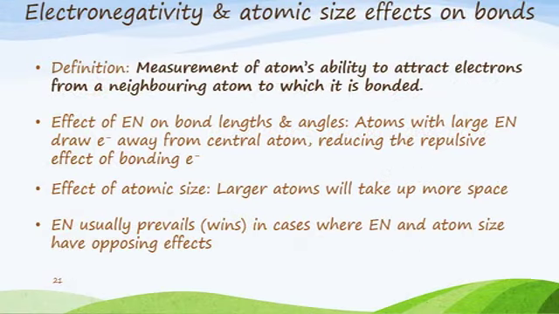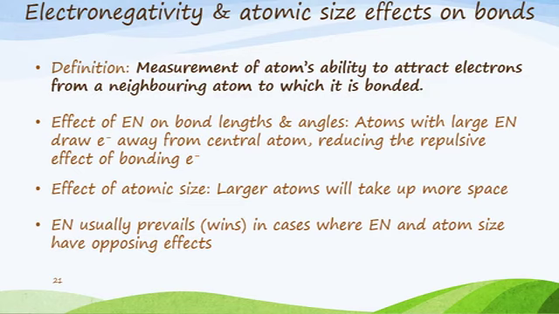This video is part 3 of molecular structure and bonding, and it just considers a few things that are going to affect bonds. Two aspects of this are electronegativity and atomic size. Just to refresh your memories, the definition of electronegativity is the measurement of an atom's ability to attract electrons from a neighboring atom to which it is bonded.